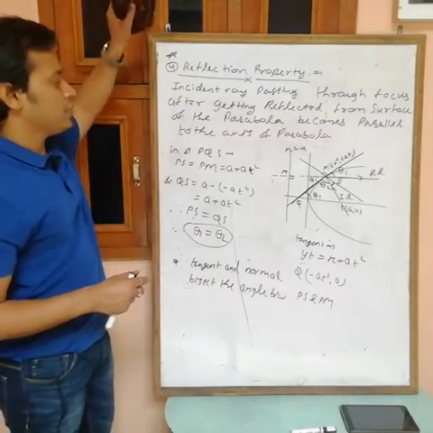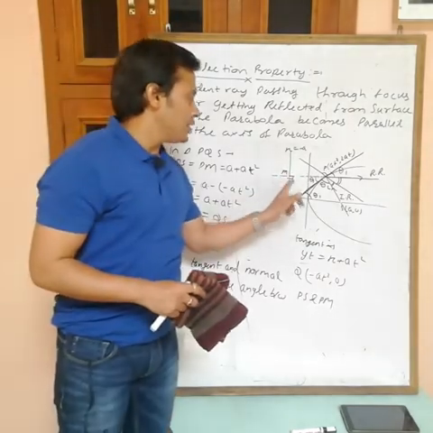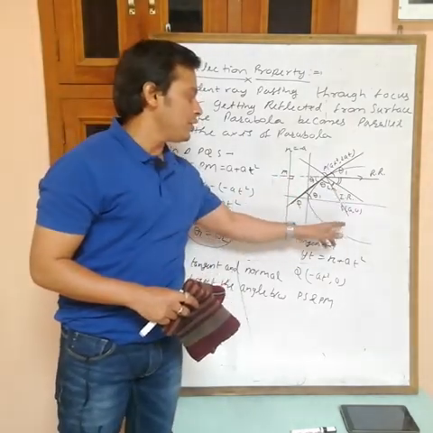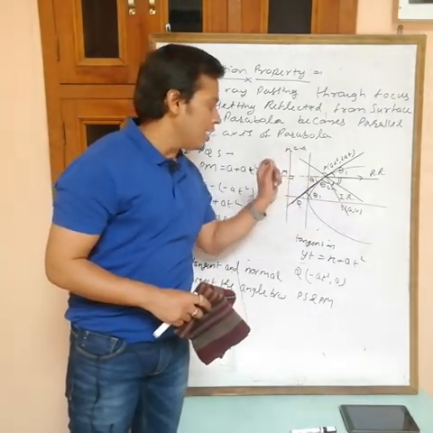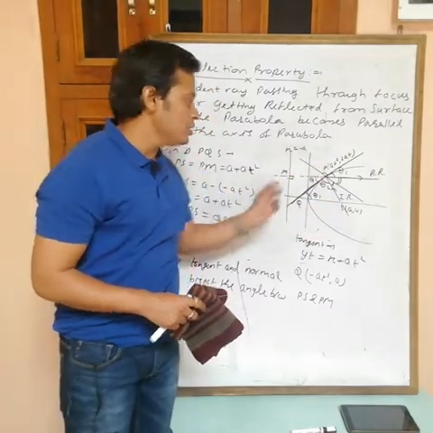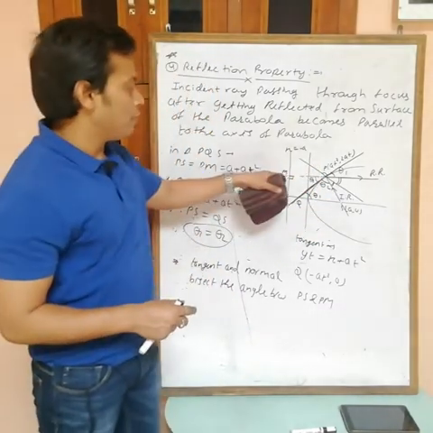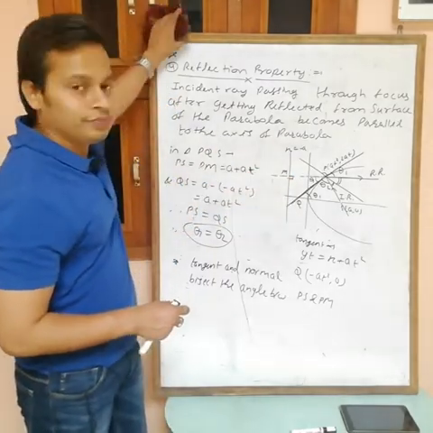Okay, so for the reflection property, just remember only one thing: tangent and normal both bisect the angle between PS and PM. PS is the line joining any general point P to the focus, and PM is the line joining P to the foot of the perpendicular from point P on the directrix.